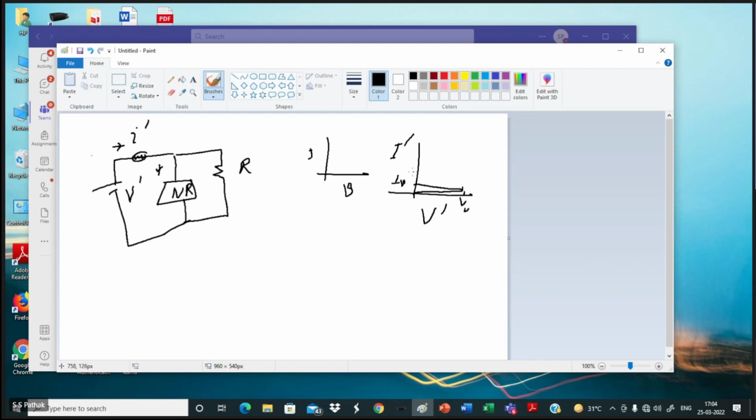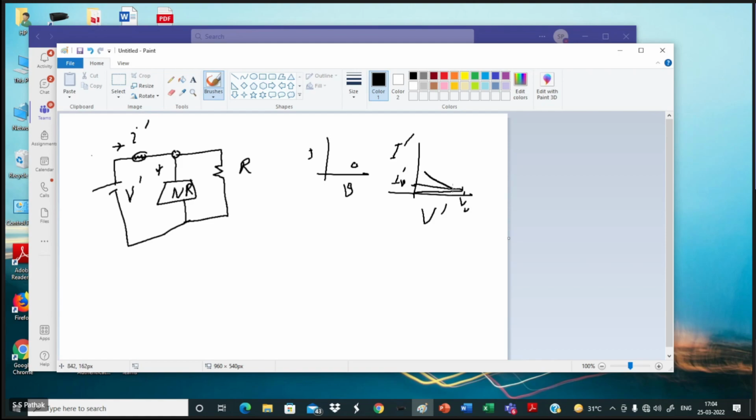IV dash will be changed because this current is this current plus this current, and this current flows when the voltage here is somewhere here. If this is a voltage, what current is flowing through that? Accordingly, you find what current is the total current coming across that. So that's why IV dash is changing. Okay.